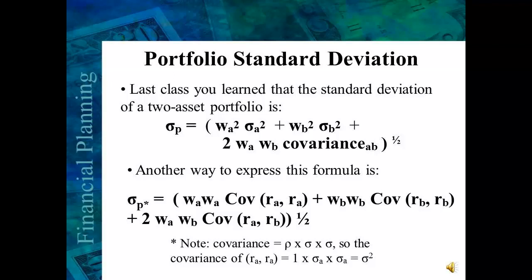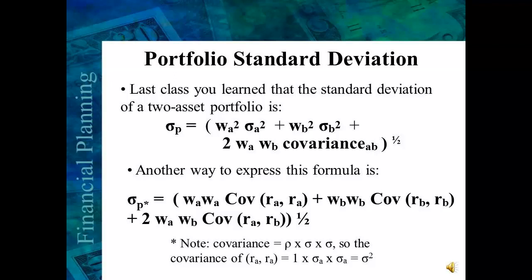Let's focus on the second formula. The weight of asset A times the weight of asset A is the same as the weight of asset A squared. The covariance between a security and itself is the asset's variance. Why is that true? Remember that covariance equals the correlation coefficient times the standard deviation of the first asset times the standard deviation of the second asset.